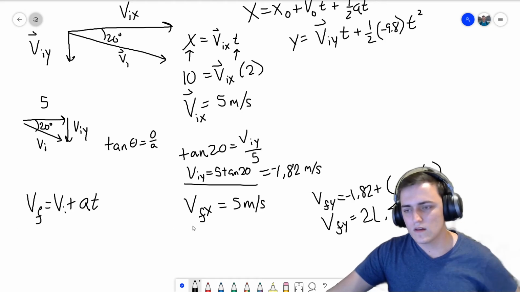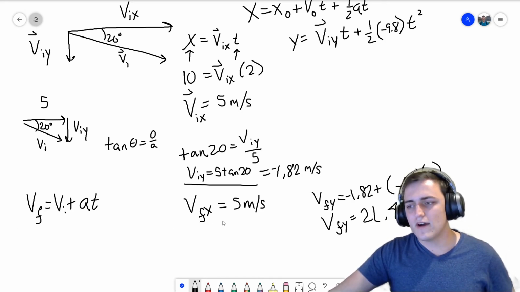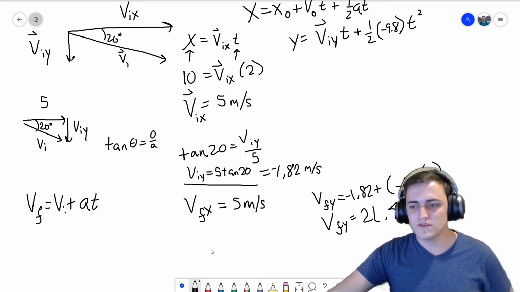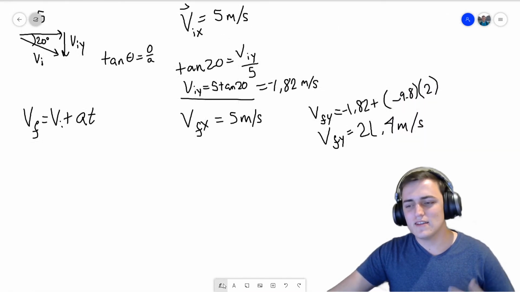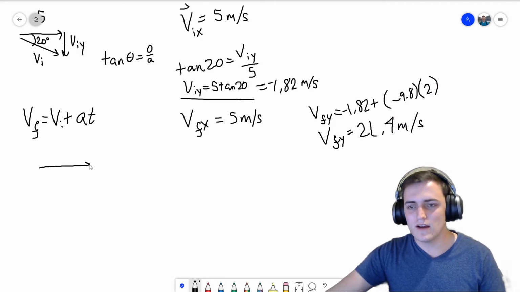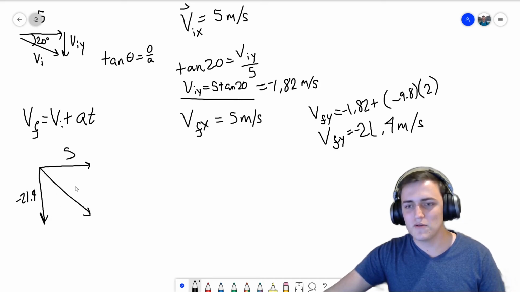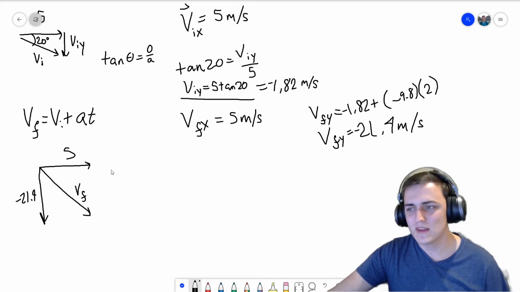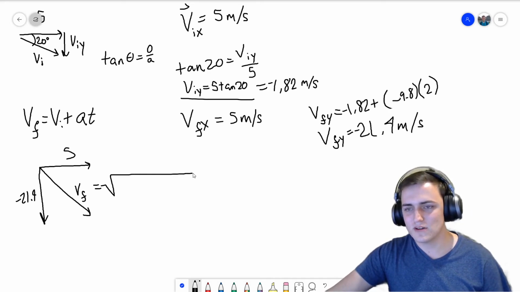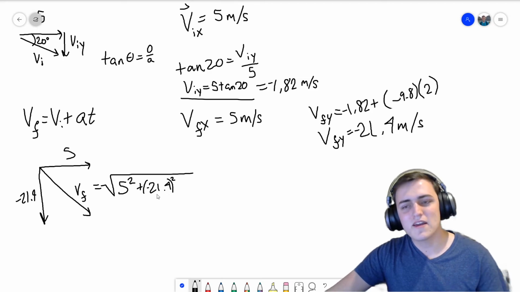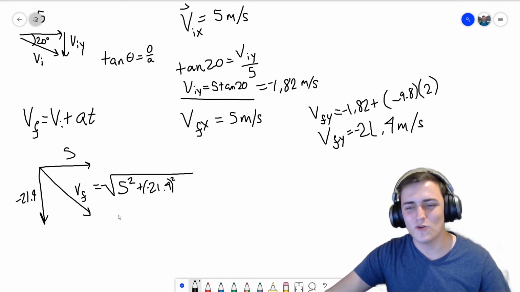So now that we have our final velocity in the x and y direction, well, we need to find the magnitude. If we remember, we have an x component of 5, a y component, make sure that's negative, negative 21.4. Well, that creates a vector here. We need to know this v final. We got to figure what that is. Well, you can say v final is equal to the square root of 5 squared plus 21.4 squared. And we can put that negative in there, but it's not going to make a difference since that term is squared. That negative is going to go away.